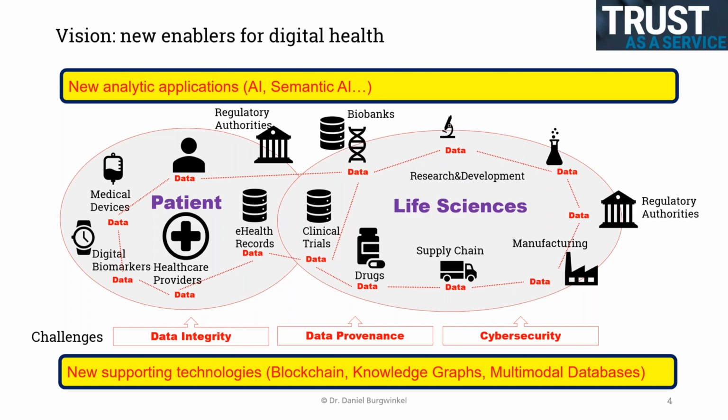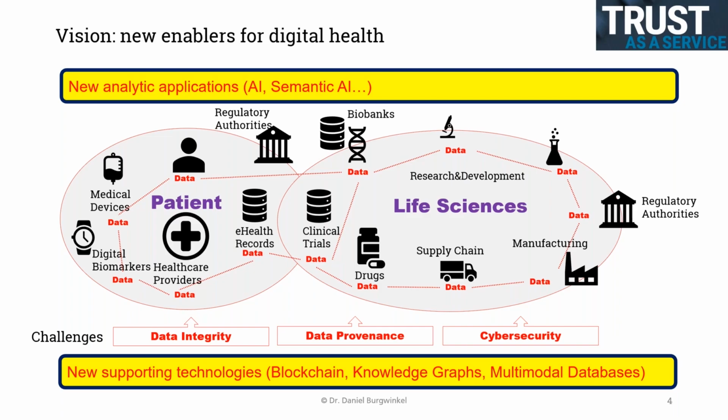From our perspective, we see that there are two types of technologies. On one side, we have the analytic applications, where you are also experts in AI, and the next trend is semantic AI. On the other side, below, we have supporting new technologies like blockchain, knowledge graphs, new types of databases. Overall, we want to improve the digital health space. Here in Switzerland, in April, we will introduce a new nationwide electronic health record system, and currently people are unsure because there are so many press releases about cyber attacks in other countries.